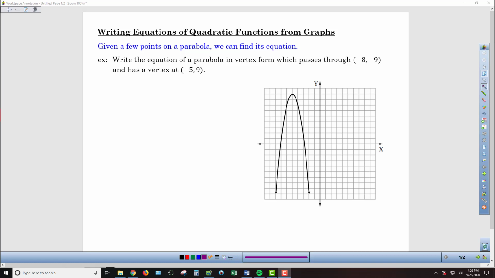A common thing that we're asked to do is to find the equation of a parabola knowing what its graph looks like or having some information about its graph. So that's the focus of what we're looking at here.